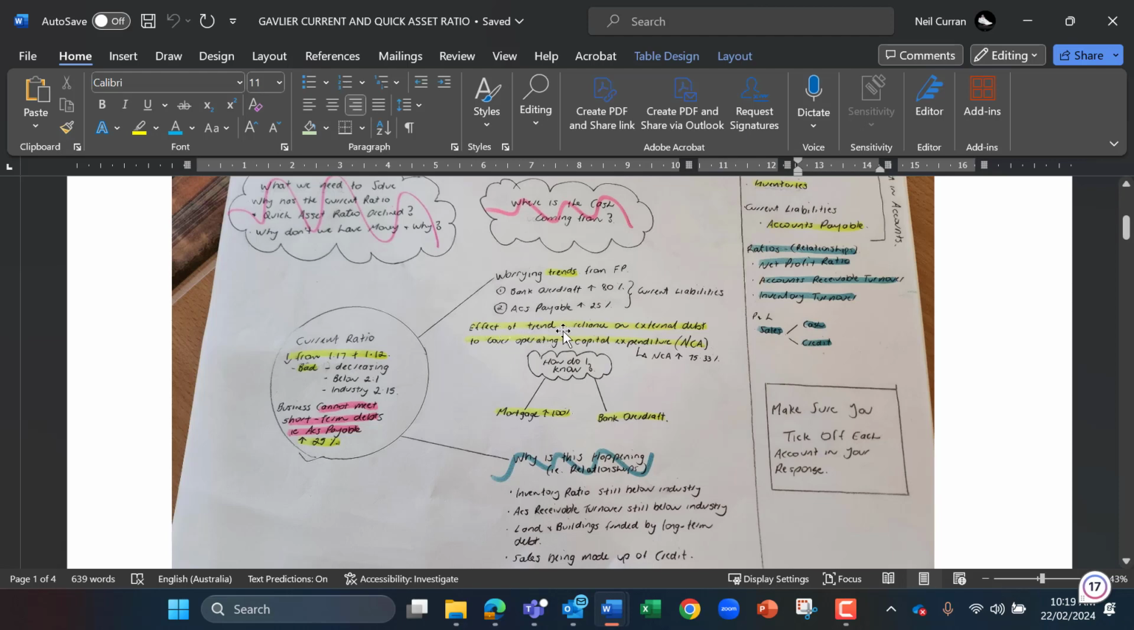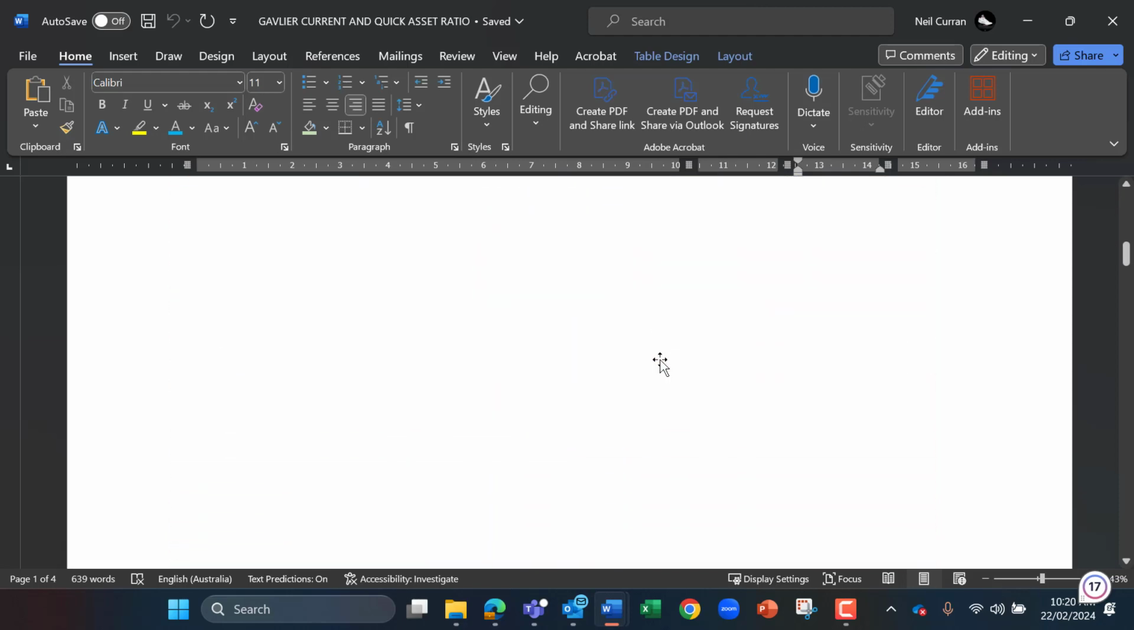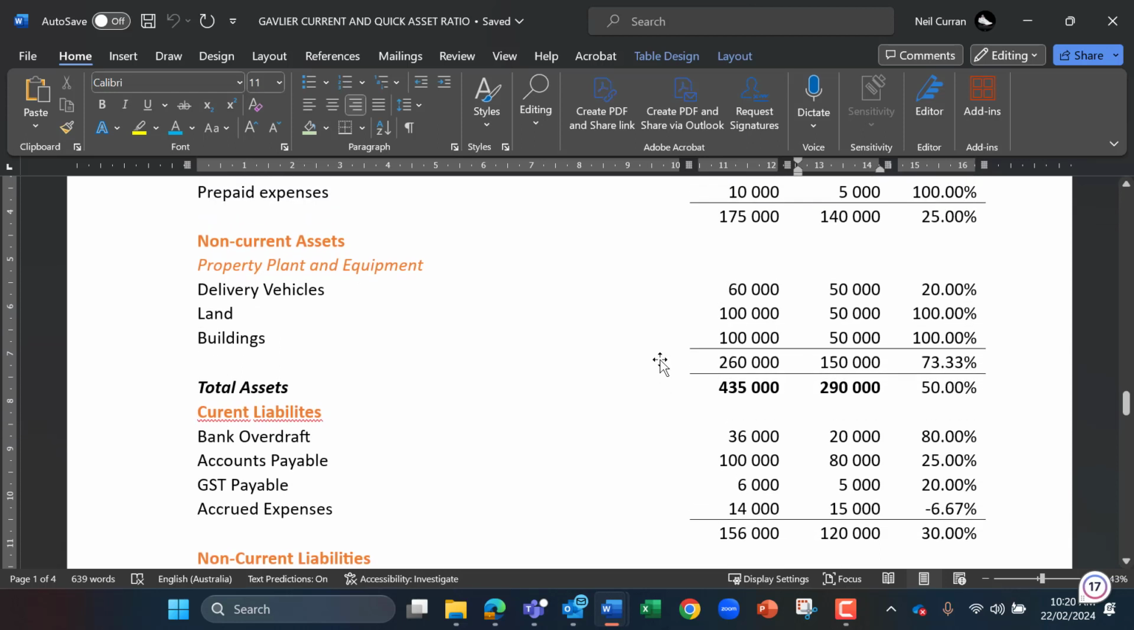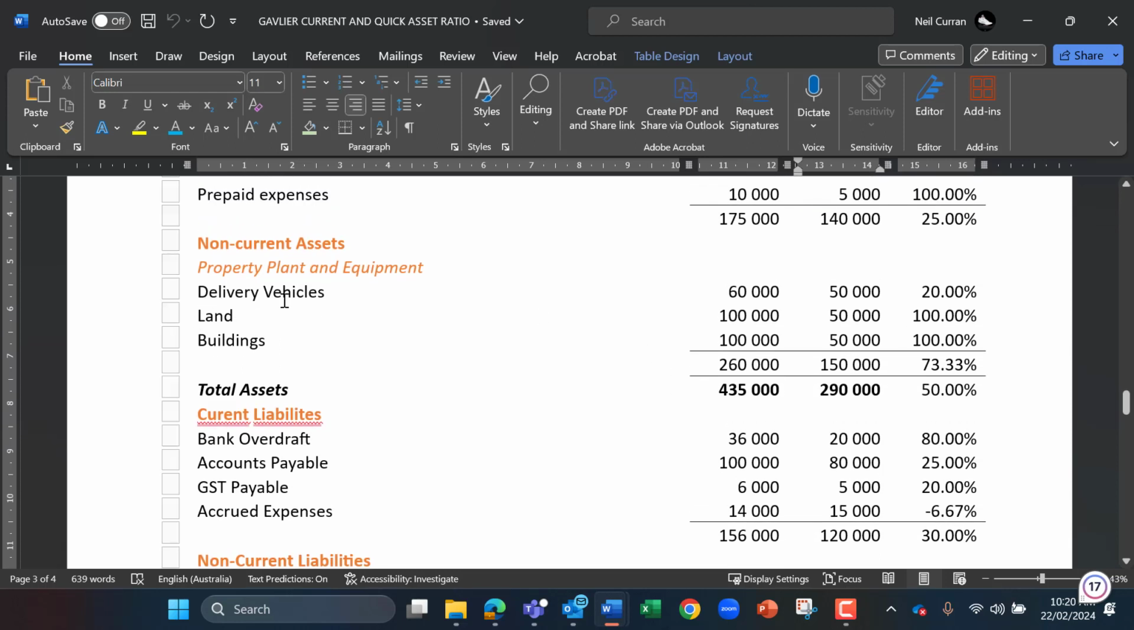So the effect of these trends is reliance on external debt, so in other words, a mortgage or a loan or a bank overdraft to cover our operating expenses, so in other words, our expenses from our statement of profit or loss, or what we incur on a daily basis running this business, and capital expenditure, which is your purchase of your non-current assets. So we can see from our statement of financial position that our non-current assets, so in other words, our vehicles, our land, and our buildings have gone up.